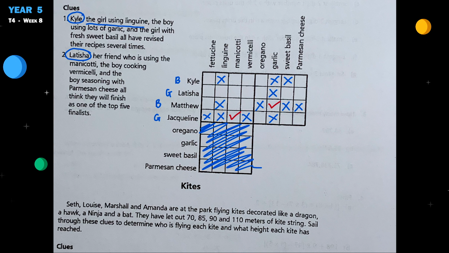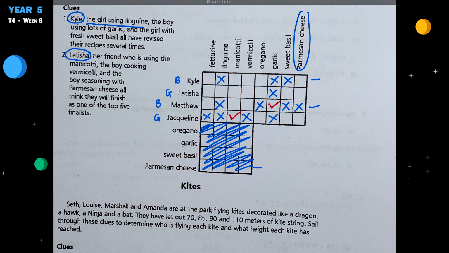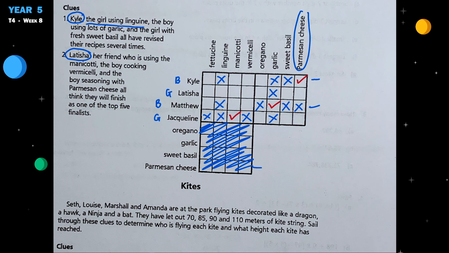vermicelli, and the boy seasoning with parmesan. So who is doing the vermicelli? Okay, the parmesan is here, and it belongs to a boy. It can't be Matthew because we already ticked that out. There's only two boys, Kyle and Matthew. But because Matthew is not using it, the only other boy who can be using the parmesan cheese is Kyle.